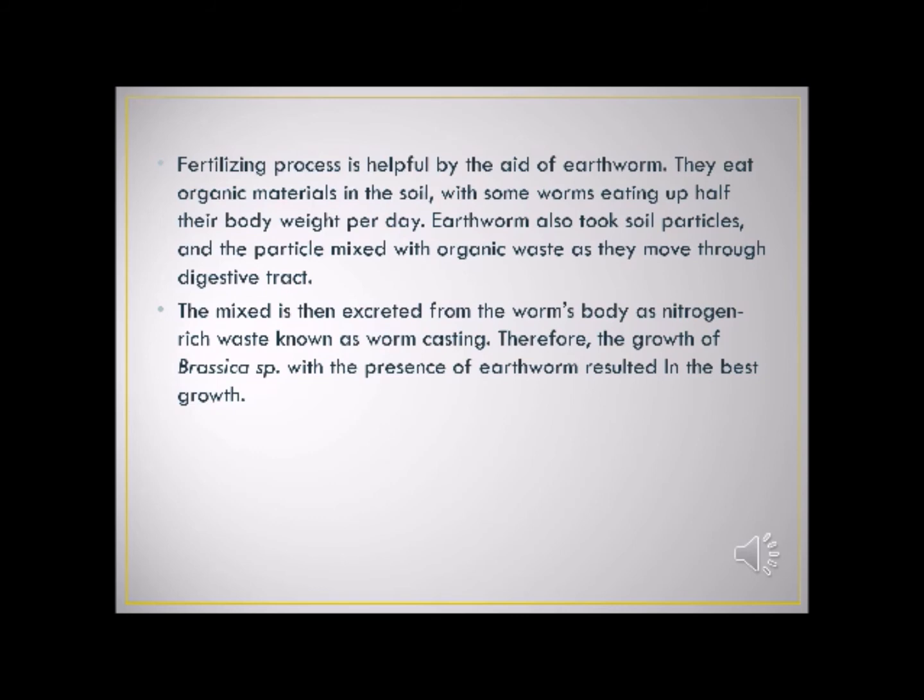The fertilizing process is helped by the aid of earthworm. They eat organic materials in the soil, with some worms eating up half their body weight per day. Earthworms also take soil particles, and the particles mix with organic waste as they move through the digestive tract. The mix is then excreted from the worm's body as nitrogen-rich waste known as worm castings. Therefore, the growth of Brassica sp with the presence of earthworm resulted in the best growth.